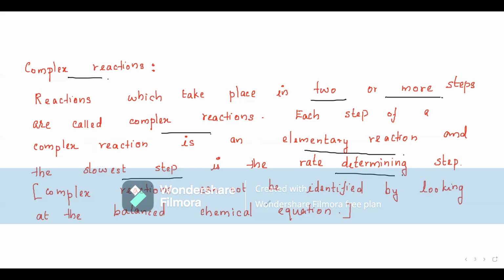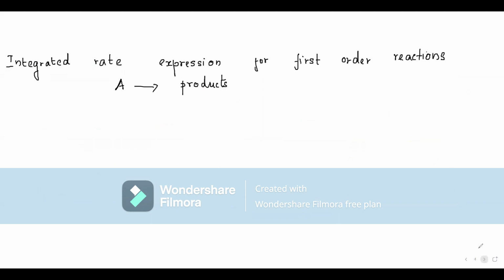Now, complex reactions cannot be identified. This is for you if you're thinking, can we just look at the balanced equation and find out whether a particular reaction is elementary or complex? No, you cannot. So the difference between elementary and complex reaction is very important to keep in mind. It can be a 1-mark question to differentiate between elementary and complex reactions.